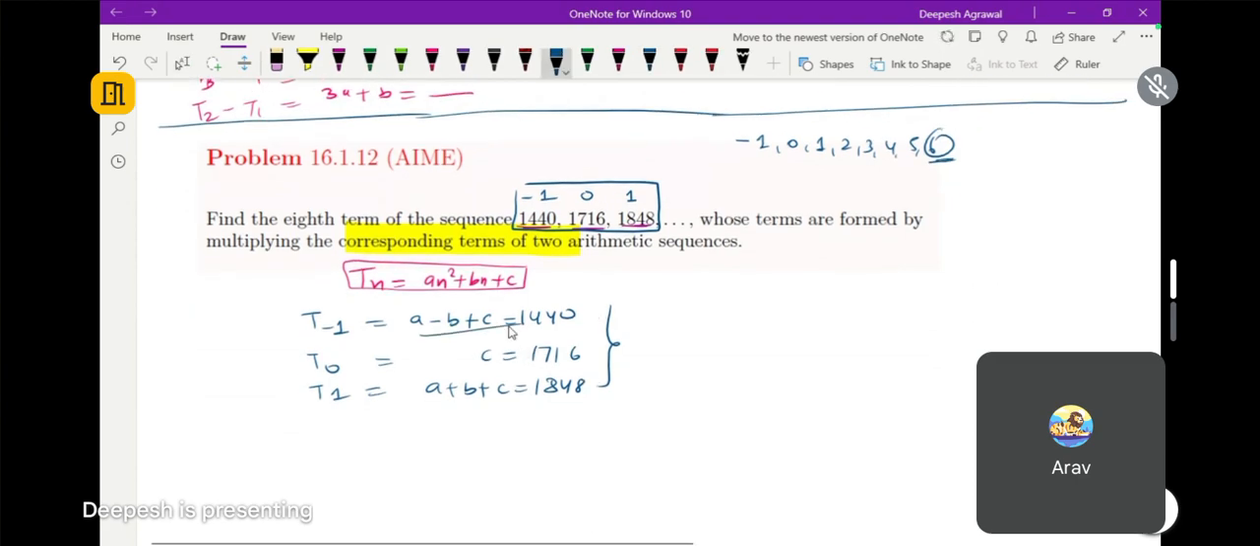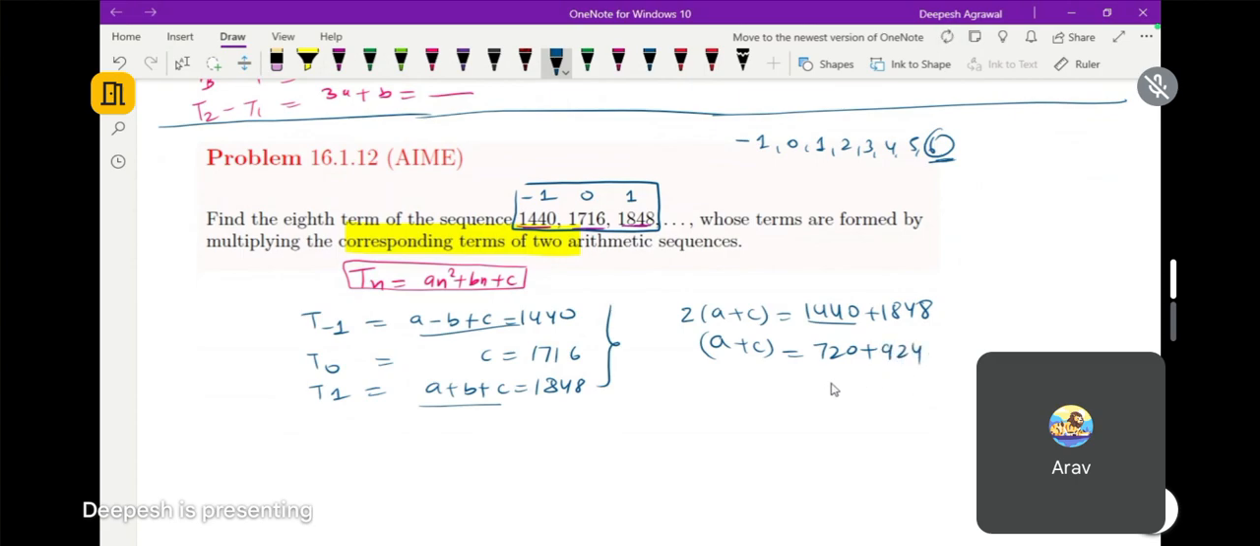If you add these two, b gets cancelled, so you'll get 2 times (a plus c) equal to 1440 plus 1848. If you divide by 2, you'll get a plus c as 1644. Now you can substitute the value of c, 1716, and you will get the value of a as minus 72. Now you have the values of a and c, and you can get the value of b, and then you can calculate. Now your eighth term will be what?